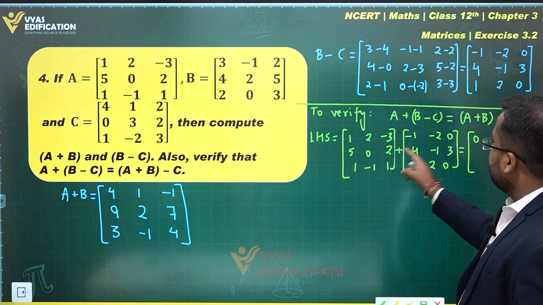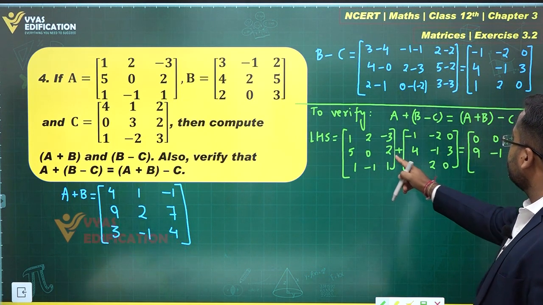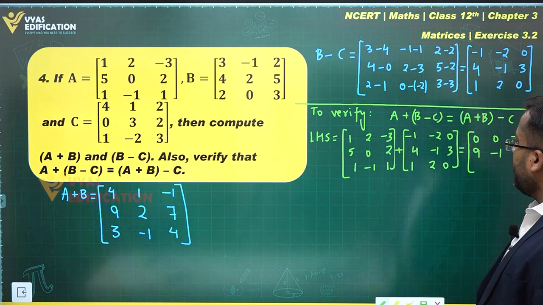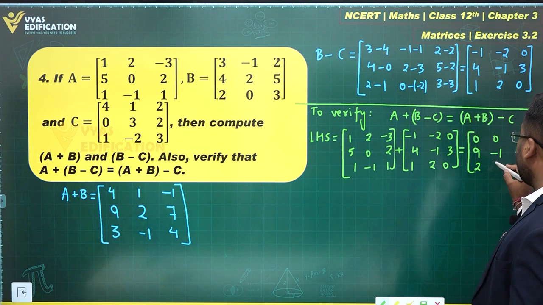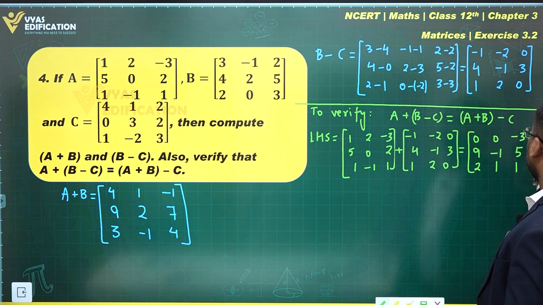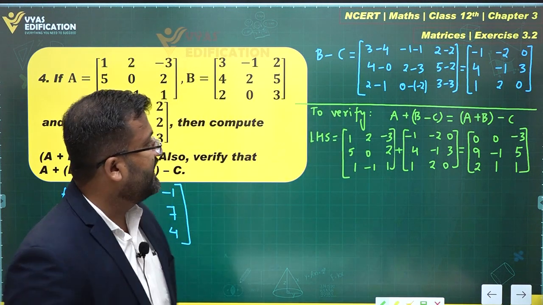Adding the corresponding elements of the second row, 5 and 4 add up to 9. 0 and minus 1 will give me minus 1. 2 and 3 added together will give me 5. Then you have 1 plus 1, which is 2. Minus 1 plus 2, which is 1. And 1 plus 0, which is 1. This is what we have. The LHS is equal to this matrix.